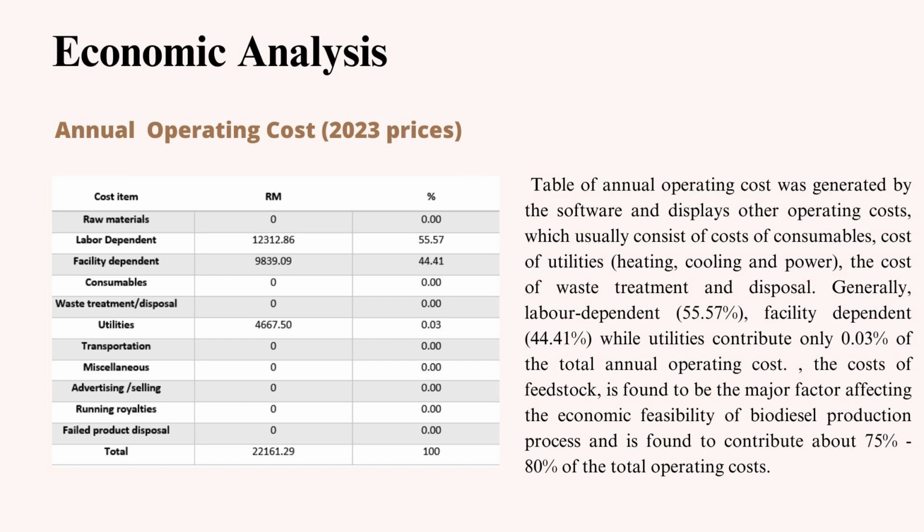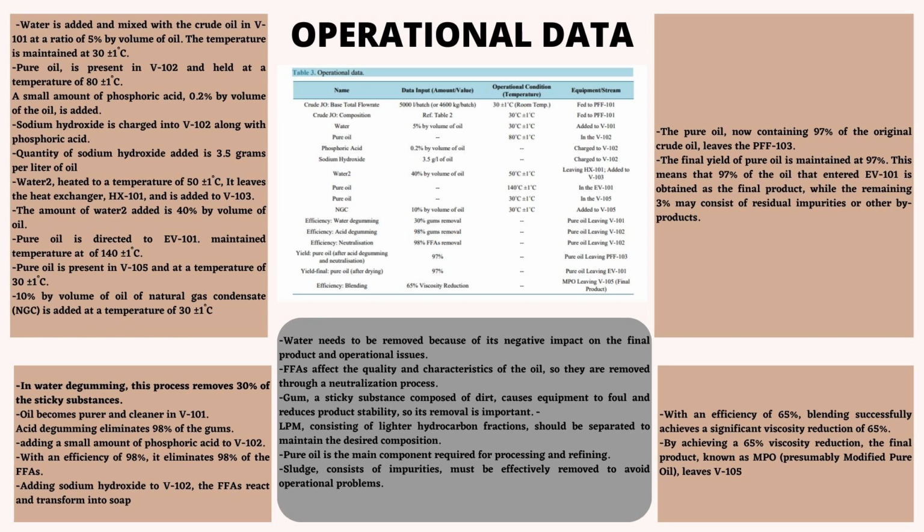The cost of feedstock is found to be the major factor affecting the economic feasibility of the biodiesel production process, and it is found to contribute about 75% to 80% of the total operating cost. The analysis was based on the assumption that a new facility will be constructed for the process with a construction time of months or a few years.